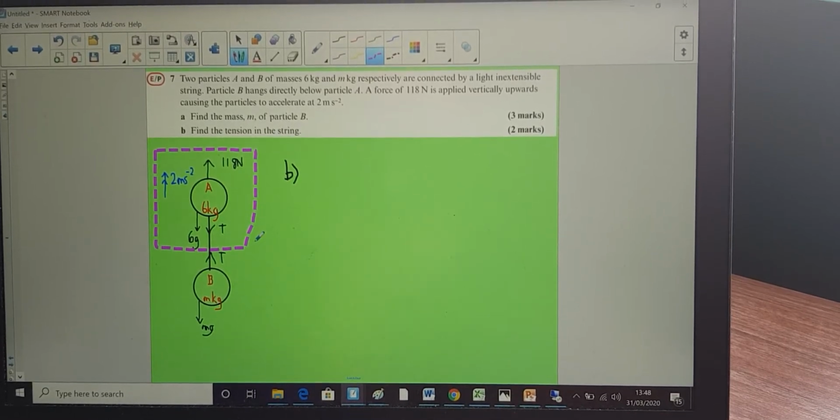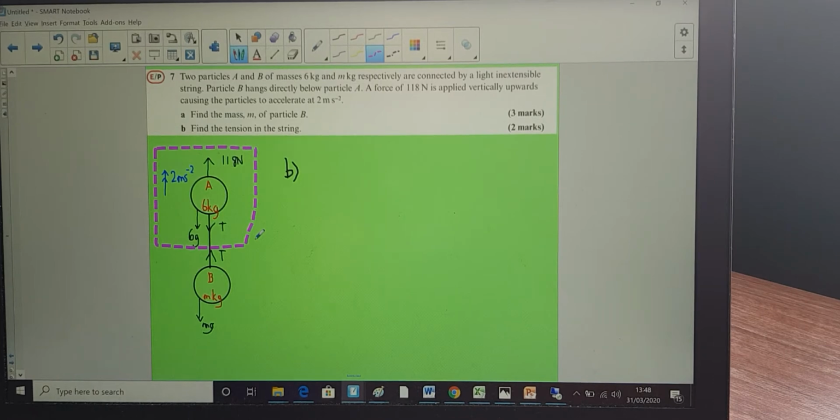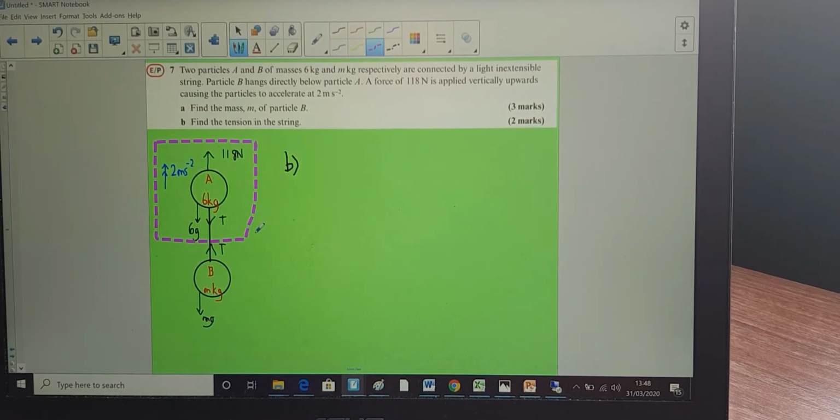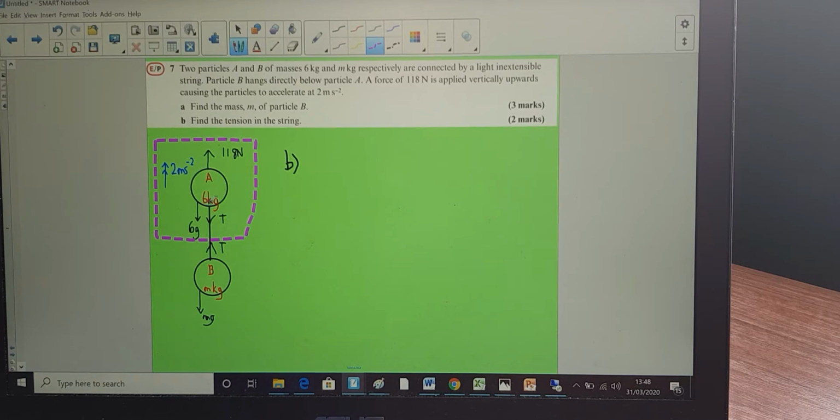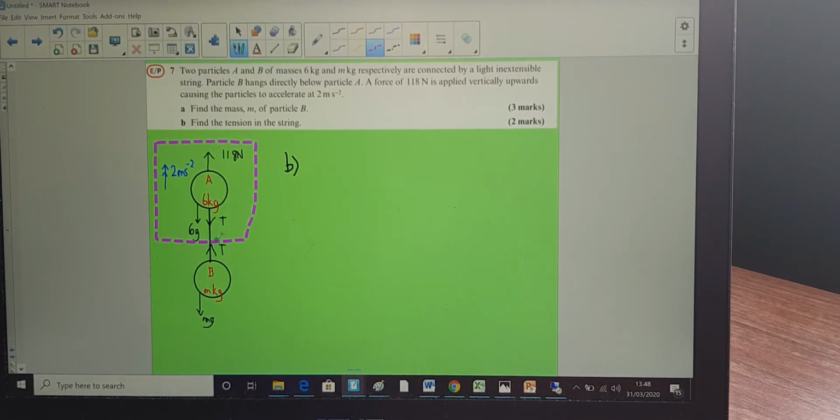In fact, a good exercise for you would be to resolve it for B and see if you get the same answer for the tension, because ultimately this tension is equal to this tension. The tension in the string is the same. These two will cancel out.